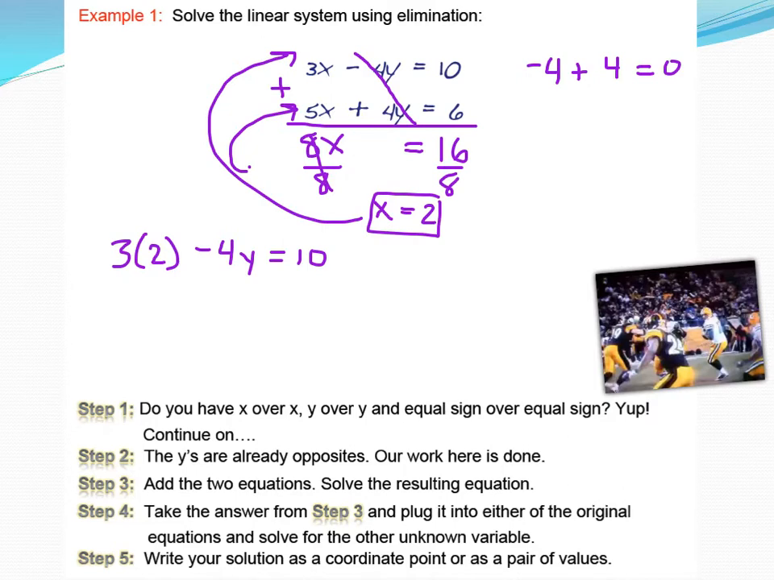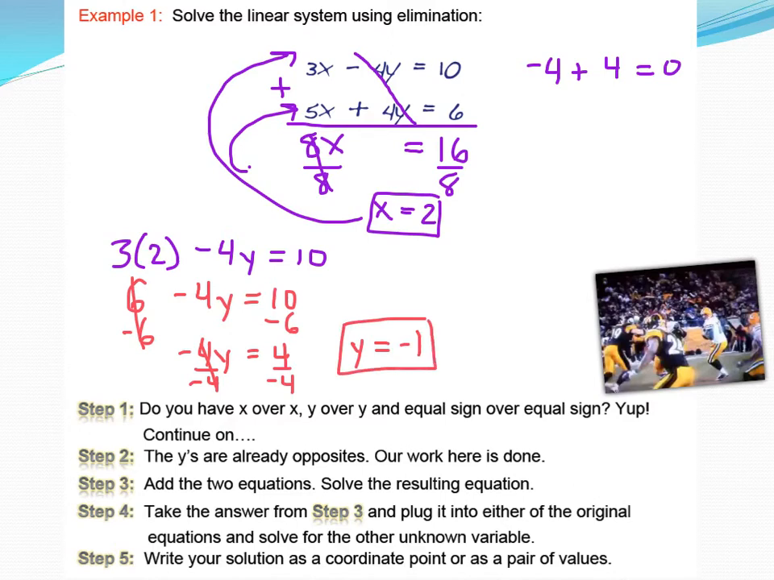All right, so going ahead and solving, I have 3 times 2, that is 6, minus 4y equals 10. Then I'm going to subtract 6 before I divide by negative 4. That's going to give me negative 4y equals 10 minus 6, which is 4. Then I can divide by negative 4 to get y by itself, and I have y equals negative 1. So now I have solved. I have a value of x and a value of y.